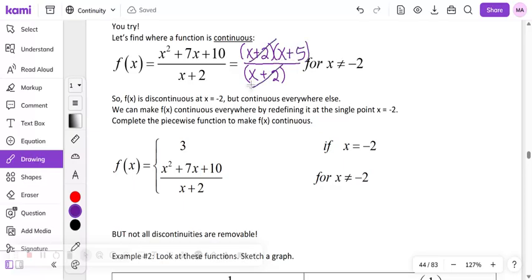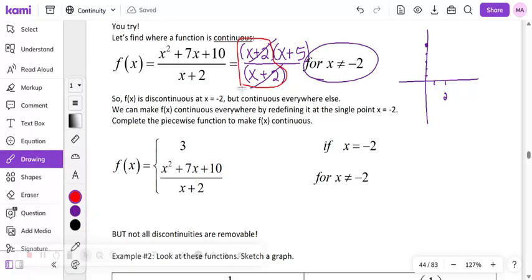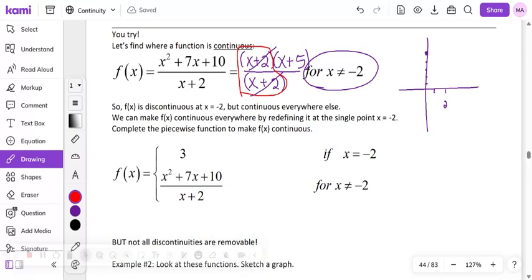If we were to graph this now, we have x plus 5. So 1, 2, 3, 4, 5 is our y-intercept. And this also has a slope of 1 like the previous. But in this case, at negative 2, we're going to have some kind of discontinuity. And just like on the previous example, because we have (x plus 2) over (x plus 2), we're going to have a point of discontinuity. So we would solve and we would get negative 2.